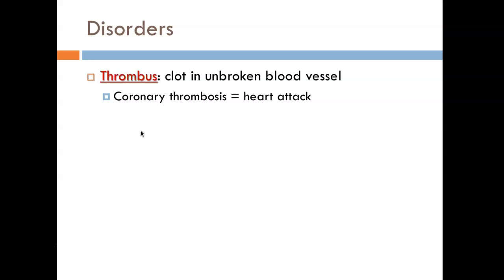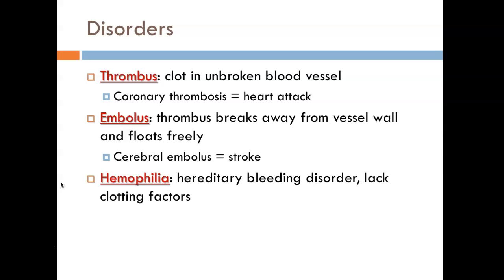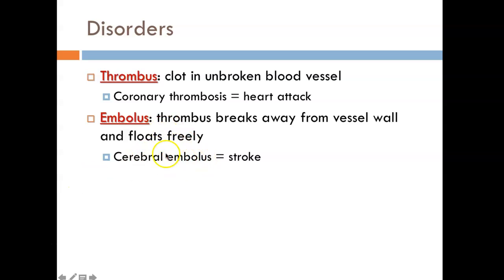And so if cholesterol is filling up the blood vessels, causing inflammation, that's going to cause unnecessary clotting around it. So cholesterol can actually kick off this process right here, leading to a heart attack. An embolus is where a thrombus breaks away from the blood vessel and floats freely. And this becomes a huge problem when it goes to the brain. An embolus can also go to the lungs and cause a problem in the lungs.